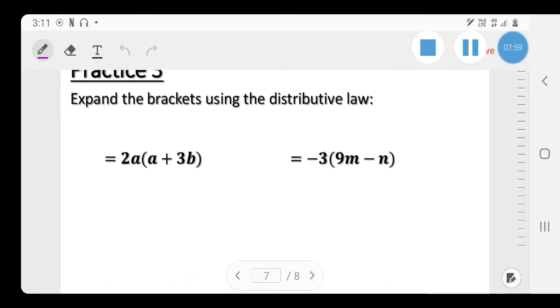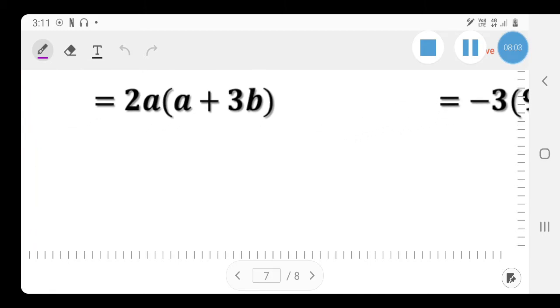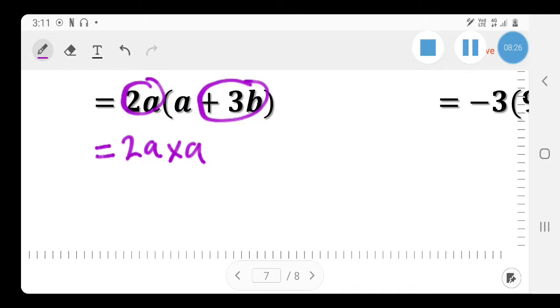All right, a little bit trickier now. Expand the brackets. So 2a multiplied by a. Well, maybe I'll write it all out properly this time. 2a multiplied by a. Okay, so the first thing outside the brackets multiplied by the first thing inside the brackets. Now the thing outside the brackets multiplied by the second thing inside the brackets.